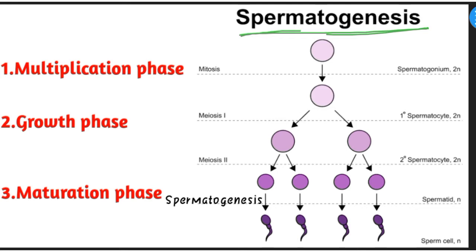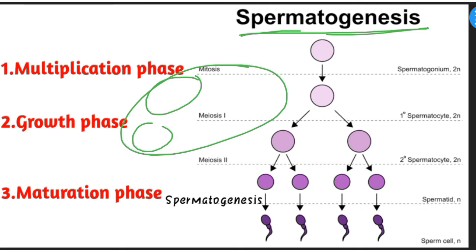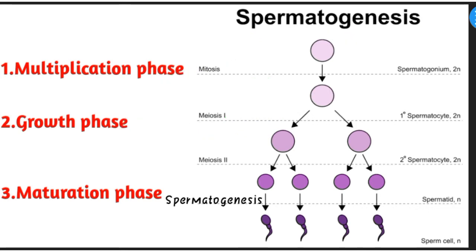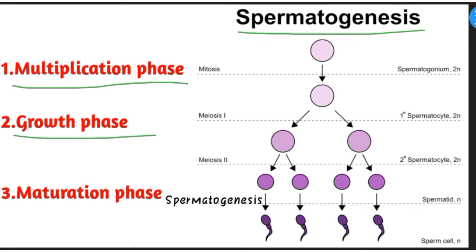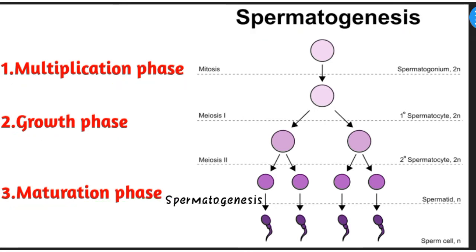The testis. If we talk about, for example, a testis, these testes contain a lot of seminiferous tubules, and inside the seminiferous tubule spermatogenesis occurs. The spermatogenesis process is divided into three phases: multiplication phase, growth phase, and finally the maturation phase. In the multiplication phase, the spermatogonium cell is converted into the primary spermatocyte cell.